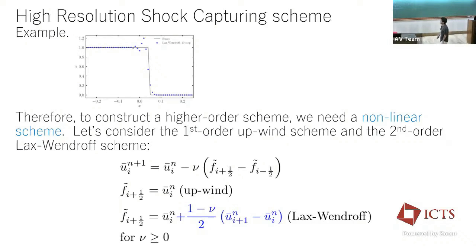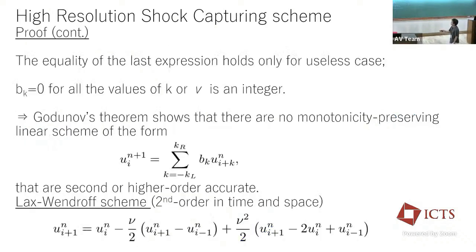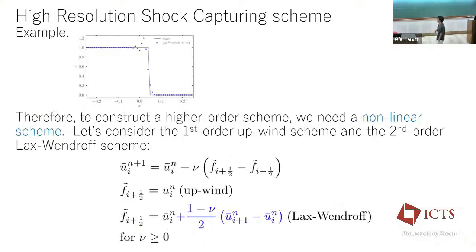So the hint is, if you assume the linear form, a linear combination of u_i given by this kind of expression, you cannot avoid physical oscillations. Which means that we need a nonlinear scheme. So the hint is nonlinearity.